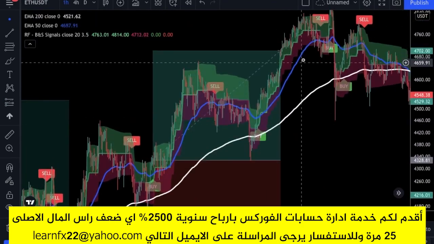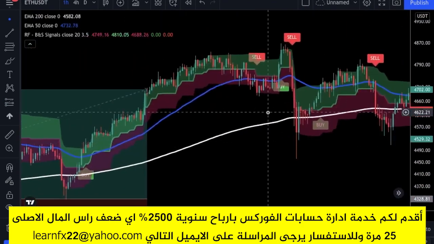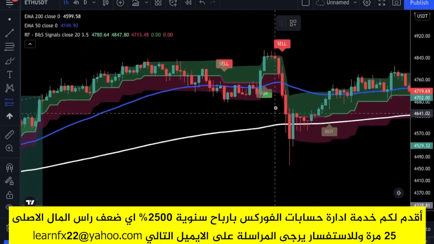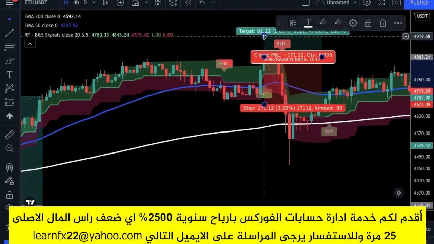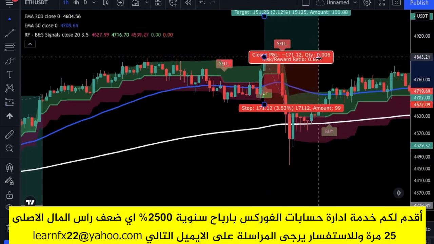We can continue taking long entries until a death cross occurs. So we will open a long position again at the next buy signal. And we close our position with a loss as soon as the price touches our stop loss point.